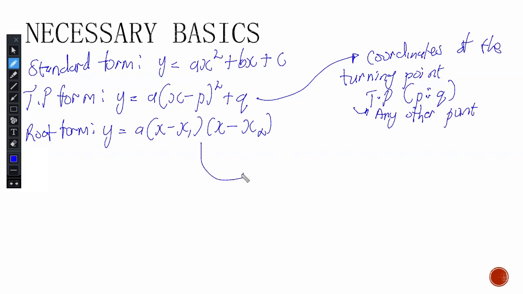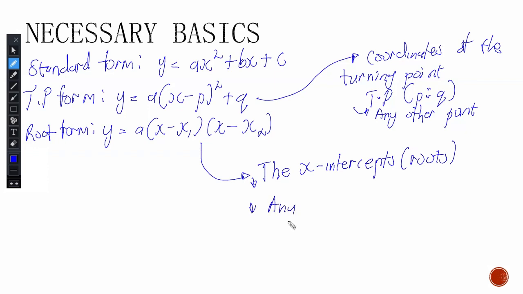And then we can also have any other point that is given on the graph. Then what are the conditions for using the root form? For the root form, we need the intercepts. Most of the time you find that two x-intercepts are given. So the x-intercepts are your roots. And then we can also be given any other point, which most of the time is the y-intercept in a lot of questions.